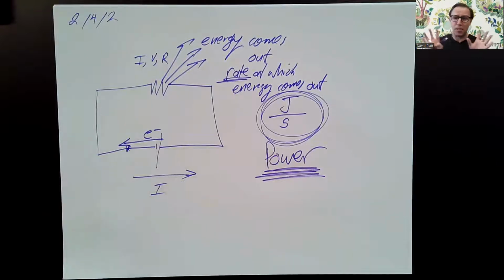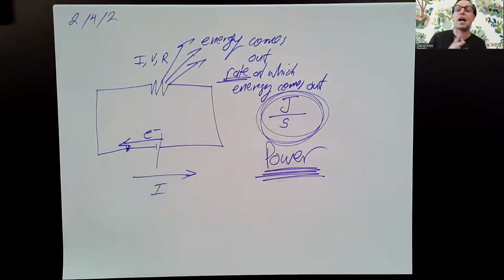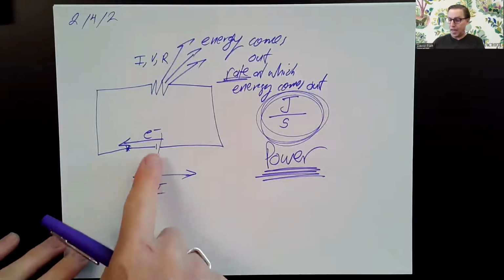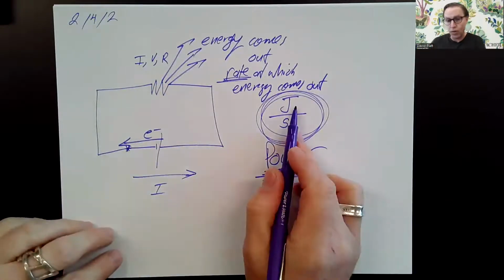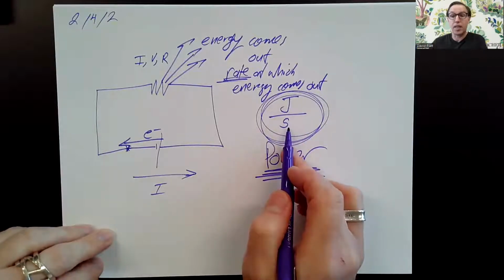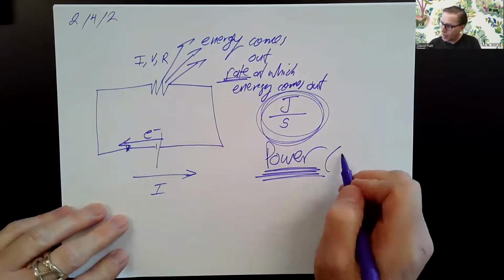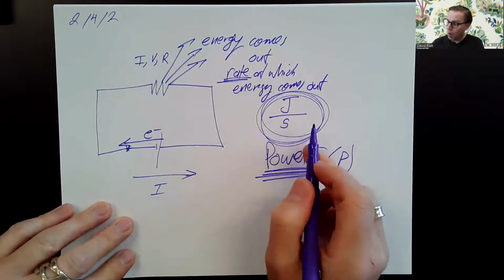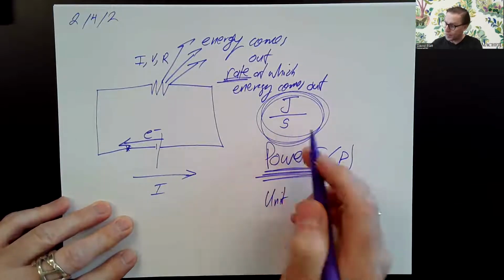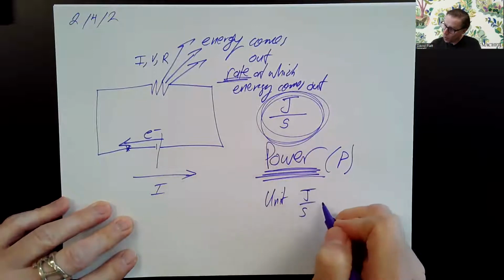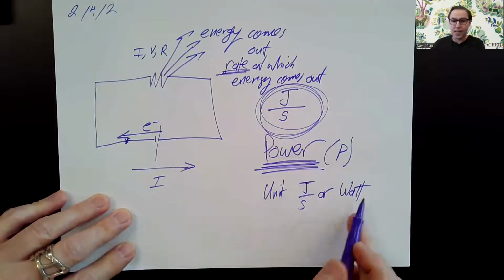A lot of people use the word power to mean a lot of different things, but in physics, power is the rate at which energy is gained or released or transferred or converted. It's the number of joules of energy that do something each second, and that is power. So power is abbreviated with a capital P. The unit for power is joules per second, or the watt. So 1 joule per second is a watt.